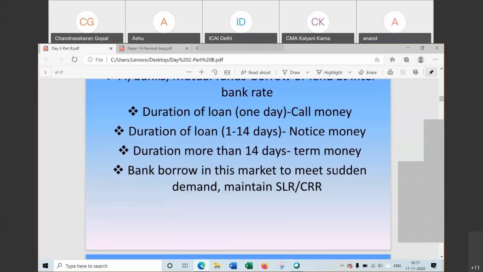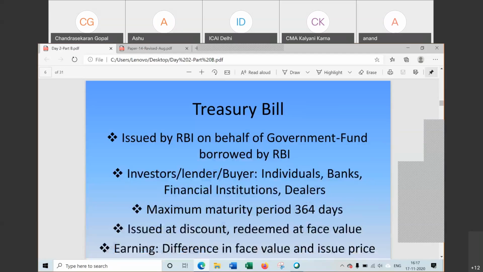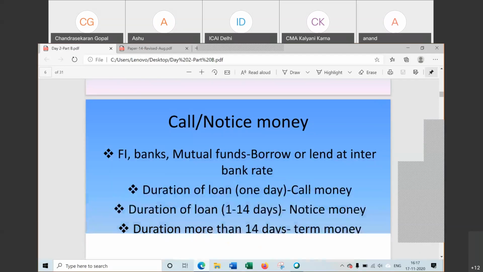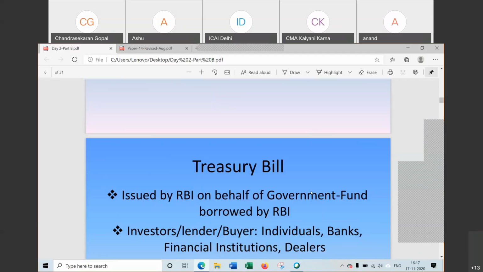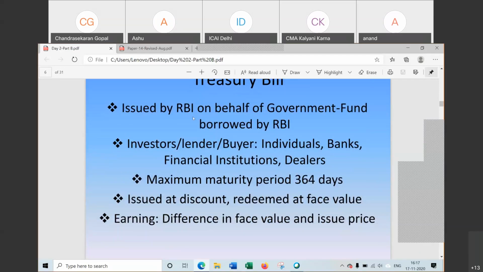And this is borrowed to meet certain demand by the banks and maintenance of SLR and CRR with RBI. So banks can borrow with money market, call money and notice money market. Another instrument is treasury bill, that is issued by RBI.